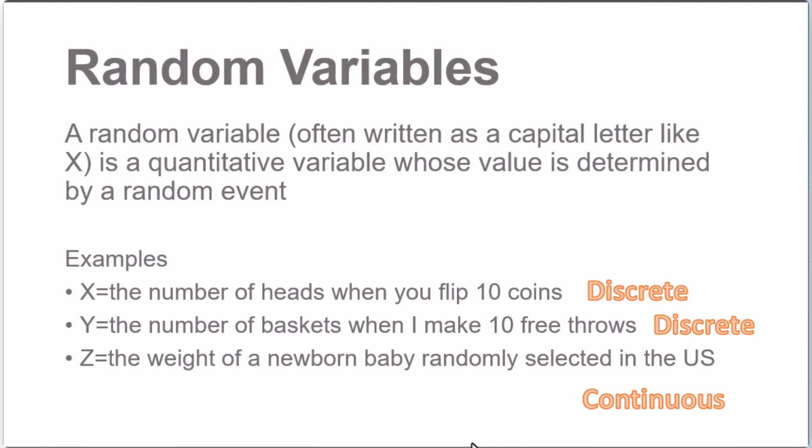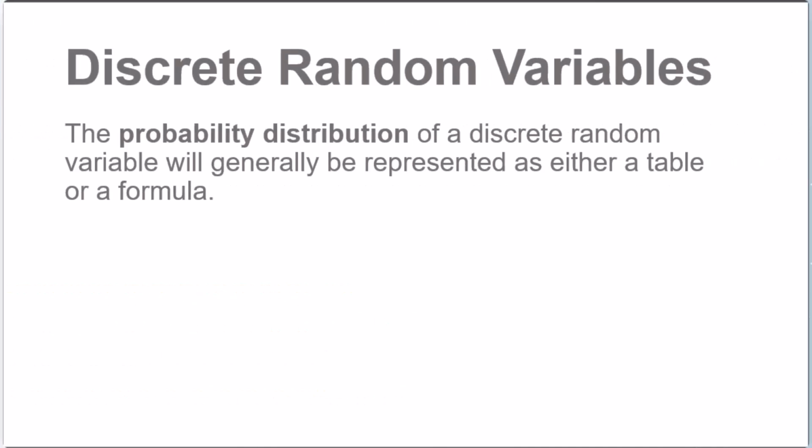And when we talk about probability distributions for these different random variables, continuous random variables work quite a bit differently than discrete random variables. So in this section, we're focused on discrete random variables. And then in the next chapter, we'll see continuous examples. The probability distribution of a discrete random variable is usually written as a table or sometimes as a formula.